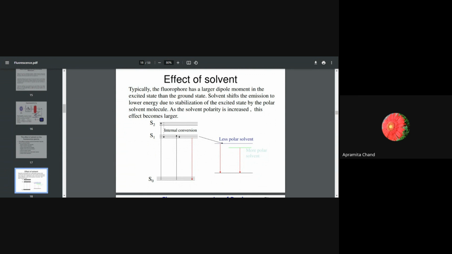Here you can see the diagrammatic representation of how the solvent can affect the fluorophores. Typically, a fluorophore has a larger dipole moment in the excited state than in the ground state. But if you have a solvent, it can shift the emission to a lower energy because the excited state is stabilized by the polar solvent molecules. So when the solvent polarity is increased, the effect becomes larger.